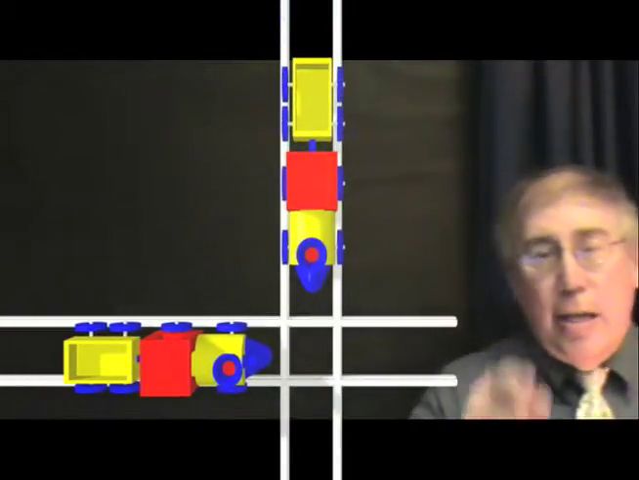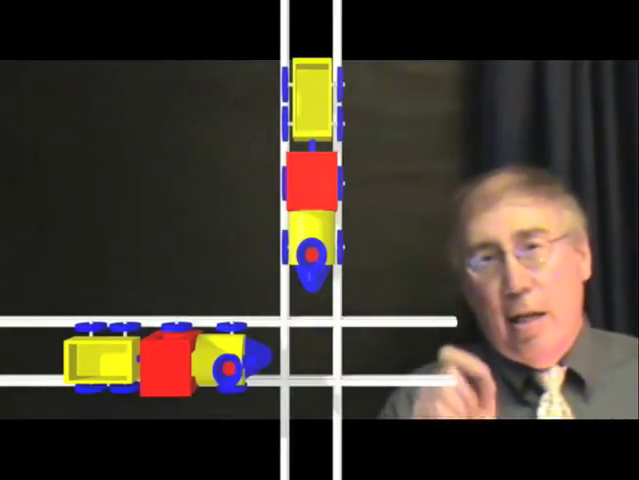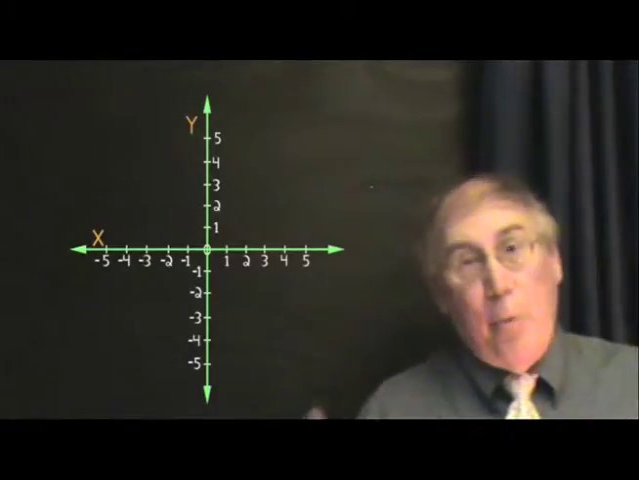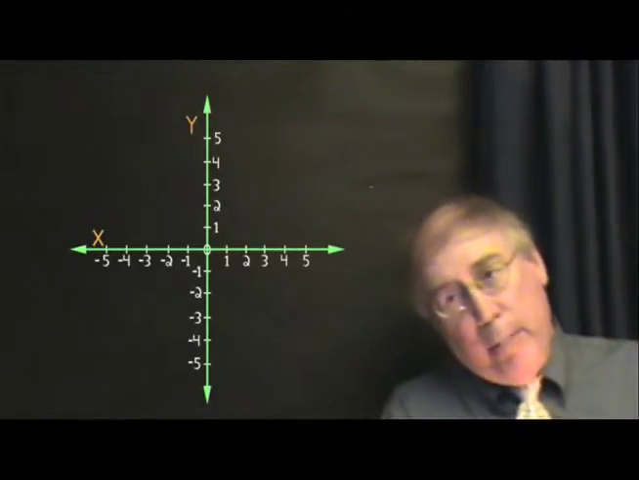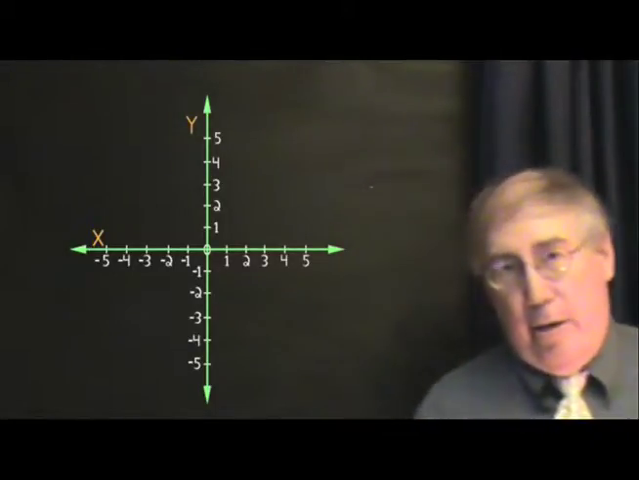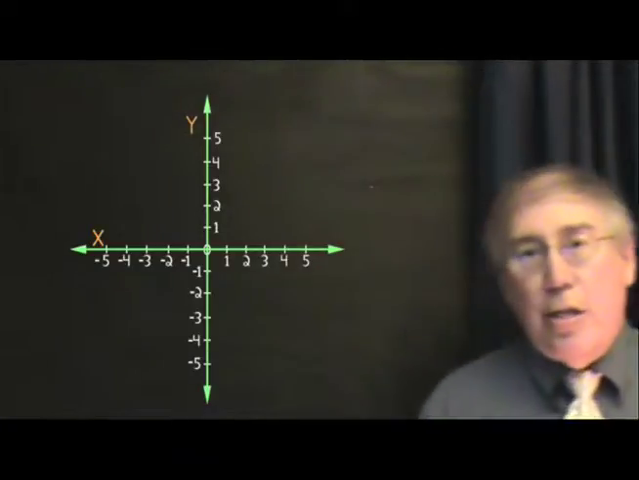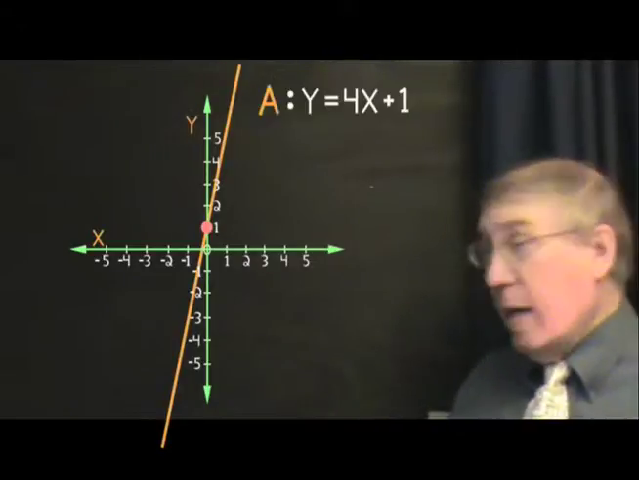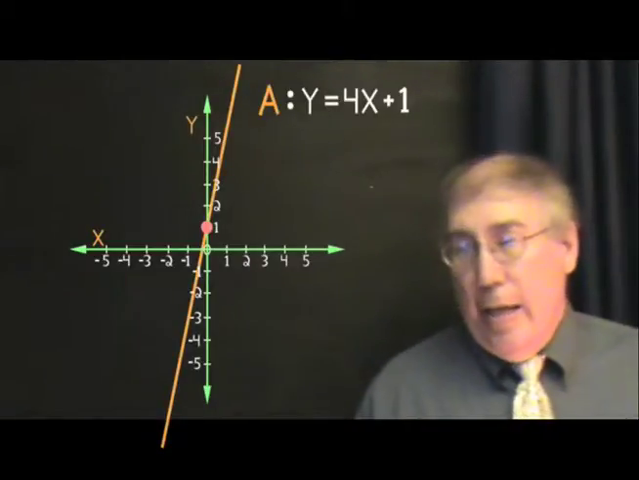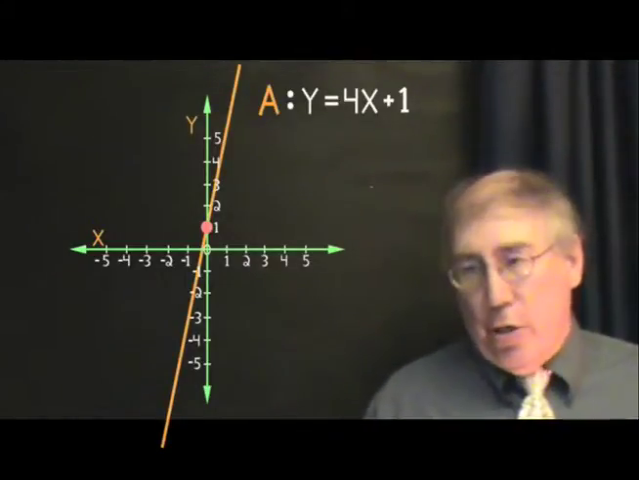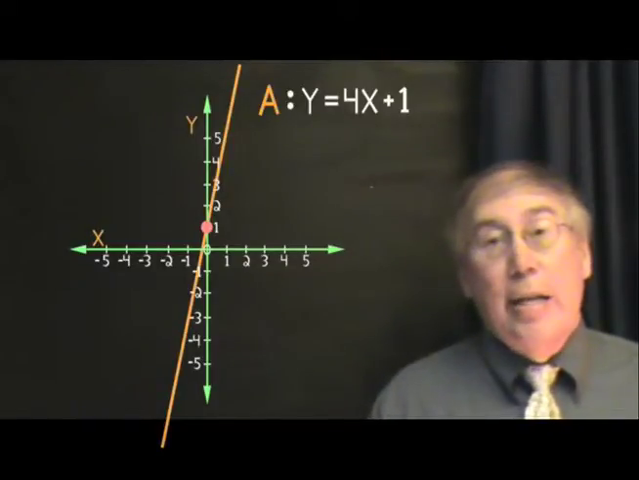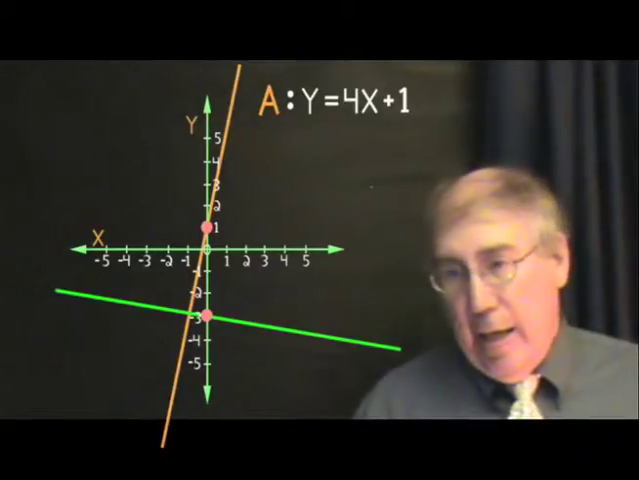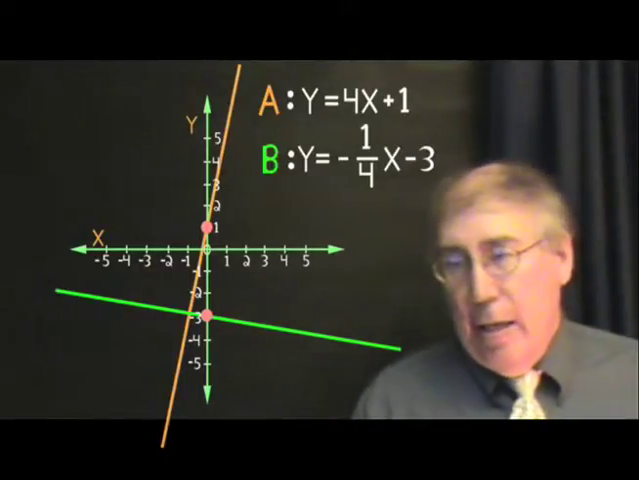So, let's see what makes lines perpendicular, and how we graph them, and can we identify the difference between parallel and perpendicular here. So, let's graph our first line. It goes through the y-axis at y equals 1 and has a slope of 4. So y equals 4x plus 1 is the equation of line A. And let's look at line B.